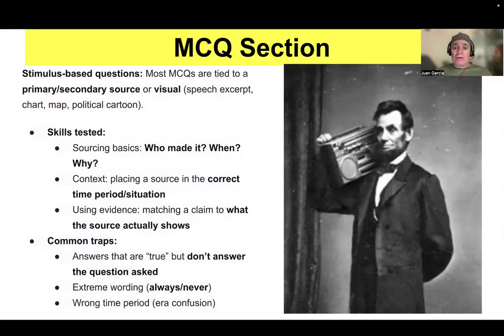Okay, so let's begin our sections. MCQ. The first part of the test, guys, is super important. That's the multiple choice section. These are stimulus-based questions.